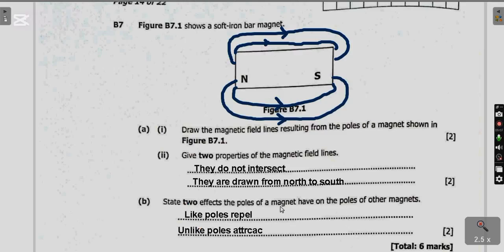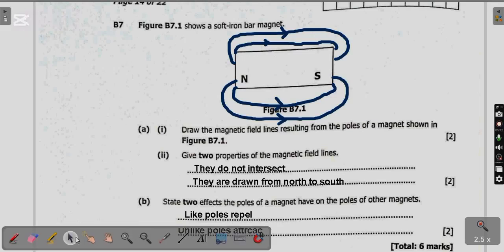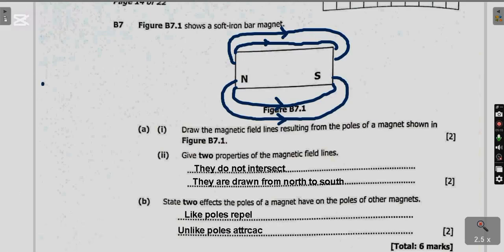State two effects poles of a magnet have on poles of other magnets. What we are talking about here is that like poles repel. So when you've got north and north, let's say this is north, and also this side here you've got north, the poles here will repel. They'll come out like that, so they'll be repelling.